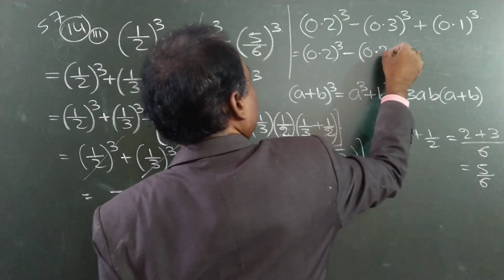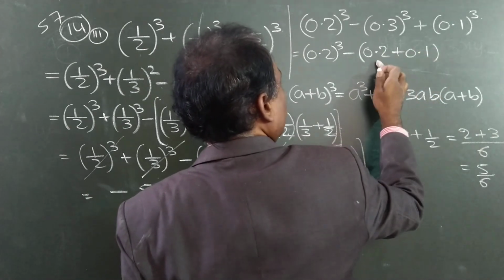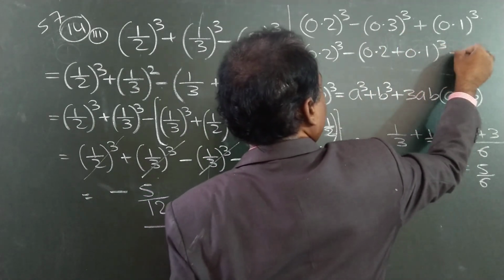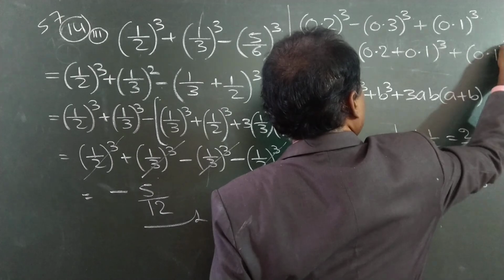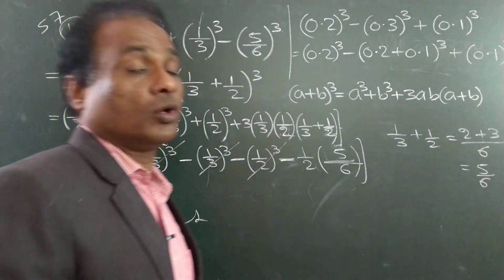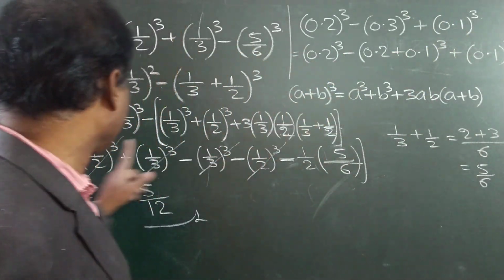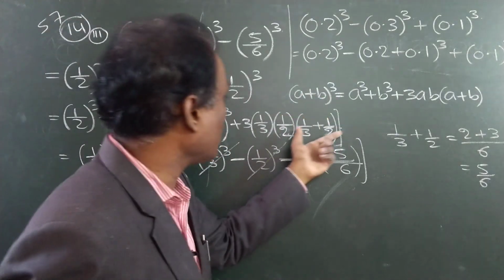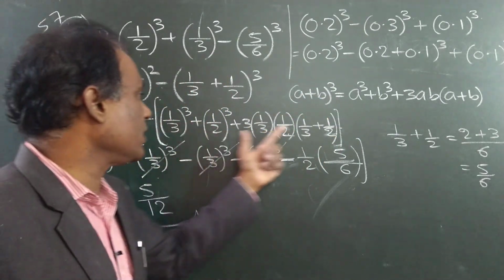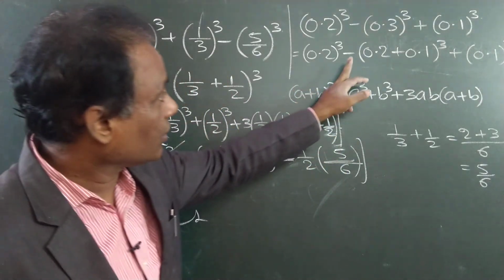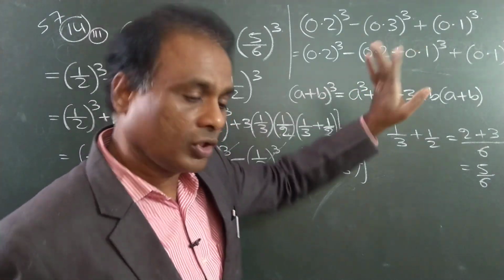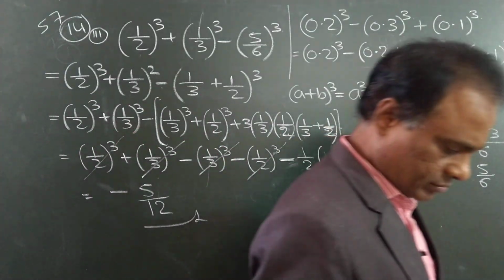0.3 means 0.2 plus 0.1, that is 0.2 plus 0.1 is 0.3. Change the middle one and expand it as A plus B whole cube, but be careful with the minus sign. Minus should be kept outside. Big bracket, small bracket inside. Minus is applied for all. You have to be careful. So you try to do this.